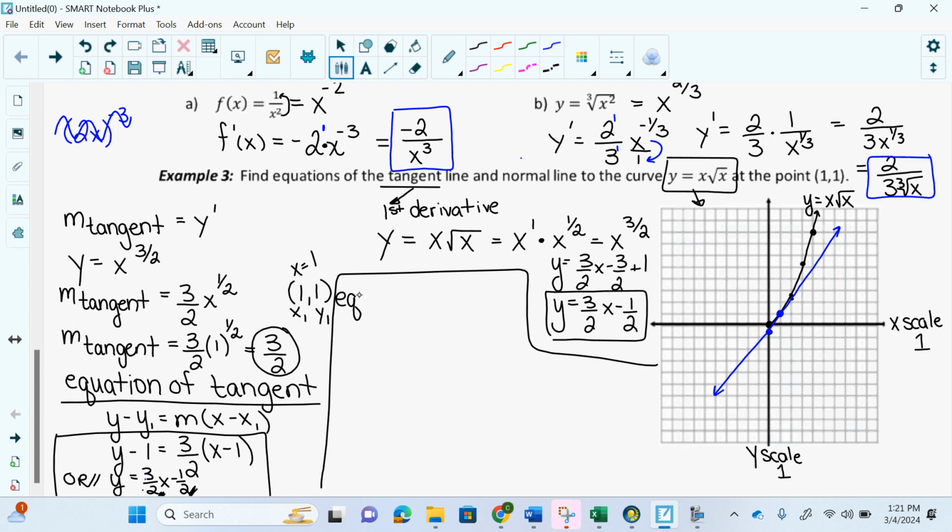Equation of the normal line brings grade 10 back again. Grade 10 never leaves, just so you know. I told all my grade 12s last semester, and I'm telling you guys this semester, if you see a grade 10 in the hallway, tell them grade 10 math is important. We use it every single day in 30-1, and now we use it a lot in 30-2.